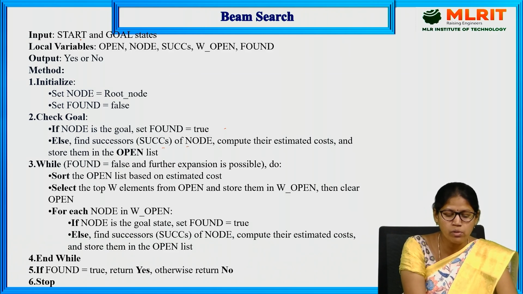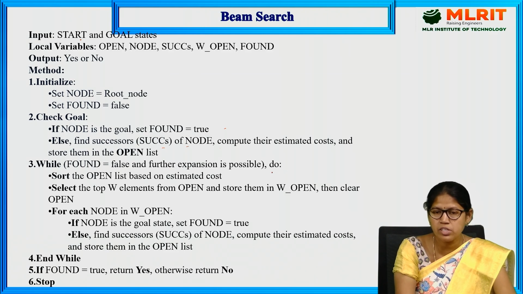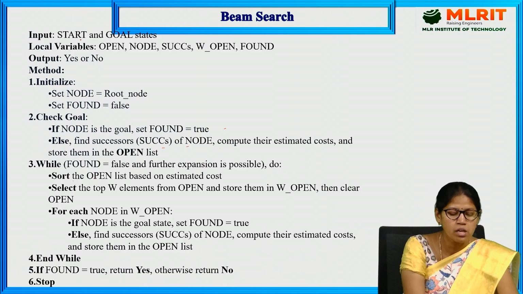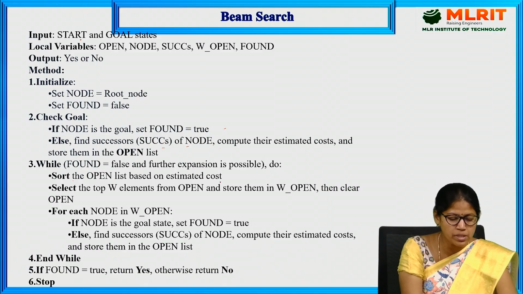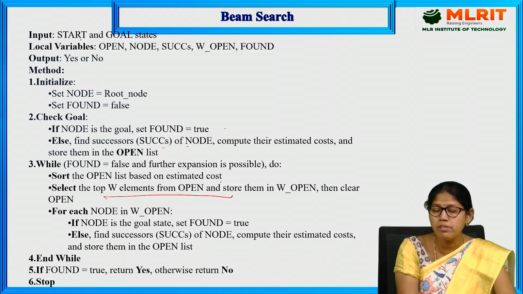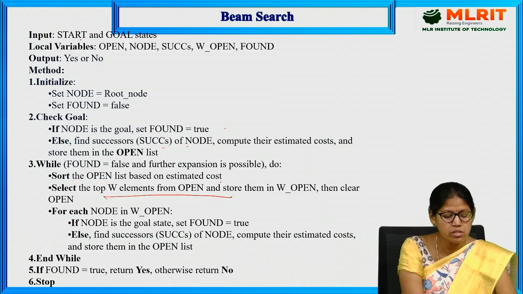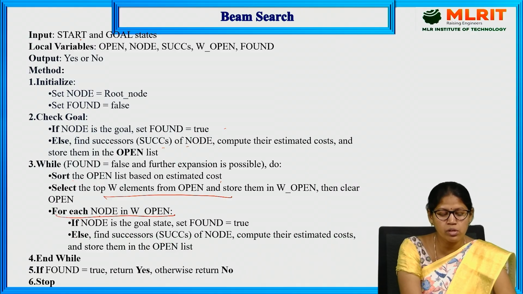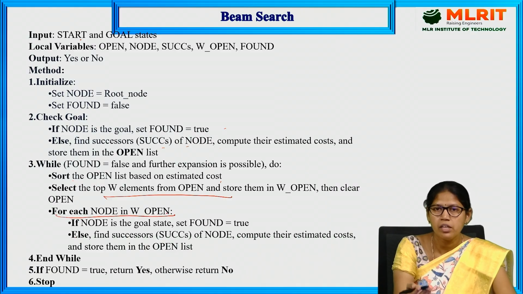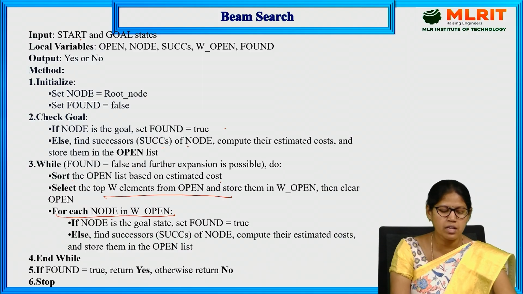Next, while found equals false and further expansion is possible, it sorts the open list based on the estimated cost. The top W elements from the open list will be taken and carried forward, and the same will be repeated. If a node in the open list is the goal node, then it will stop traversing. If it is not, then again it goes to the next level.